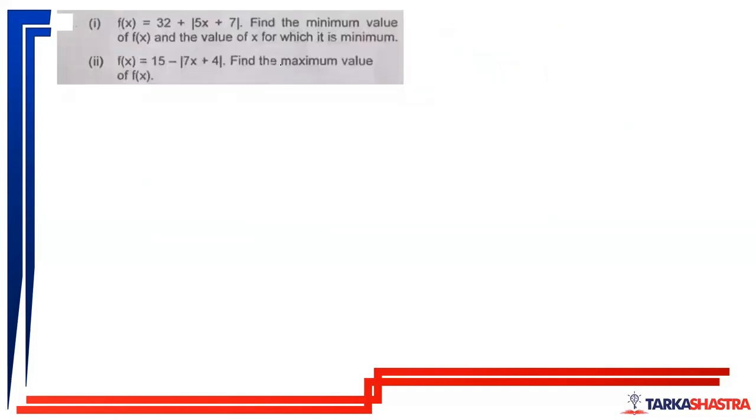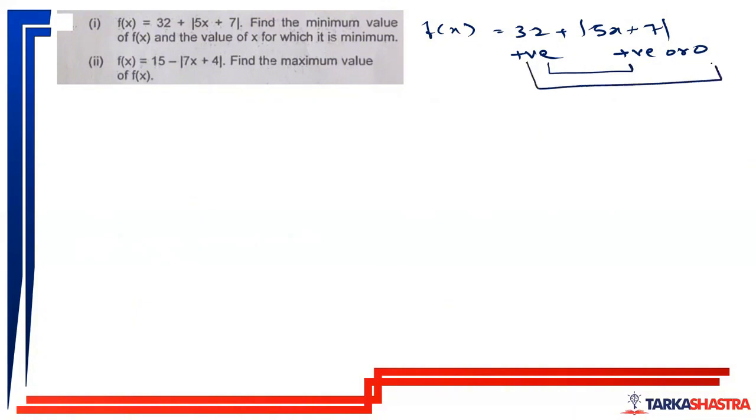Moving forward, f of x is equal to 32 plus mod of 5x plus 7. We have to find the minimum value of f of x and the value of x for which it is minimum. So f of x is equal to 32 plus mod of 5x plus 7. This is a positive value. This is also a positive value, or 0. If I take these two positive values, the value will be greater than 32. If I take this positive value and 0, the value will be 32 only.